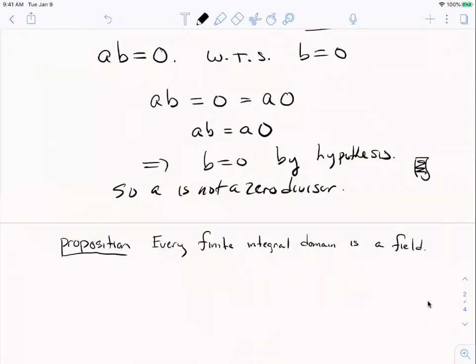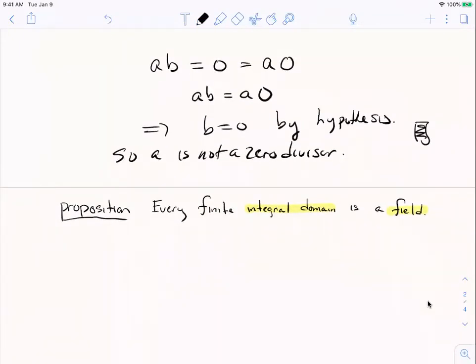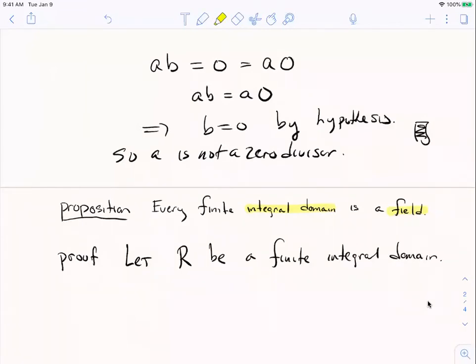I think it's a cool proof, but really I'm including it here to give you a chance to understand some of our terminology. So let's let R be a finite integral domain. Let me unpack that term. First of all, finite means there's a finite number of elements in it. Integral domain means it's a commutative ring with unity.